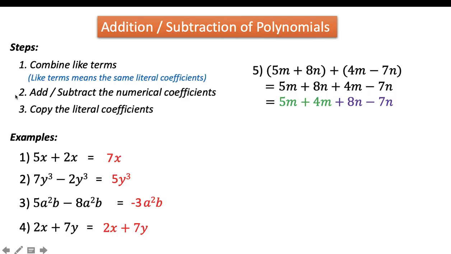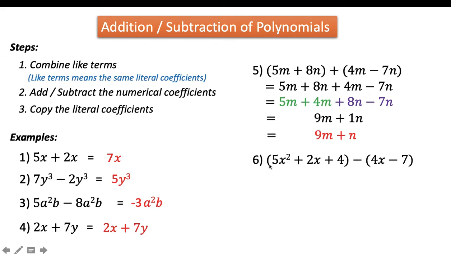And we can now proceed to step 2. So we can add 5 plus 4, that is 9. Then copy the literal coefficient m. 8 minus 7 is 1. Then copy the literal coefficient n. Then our final answer is 9m plus n. So if the numerical coefficient is 1, we don't need to write it in our final answer since it is understood that there is a numerical coefficient of 1 right here.